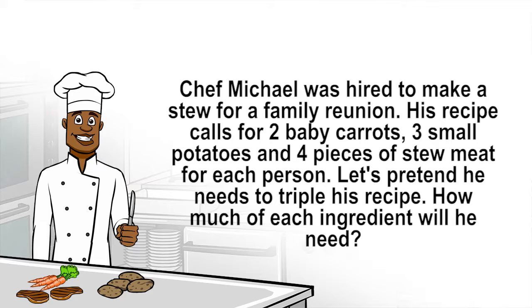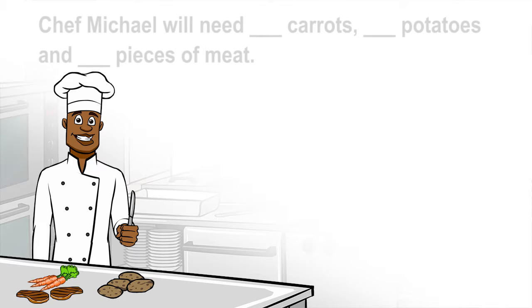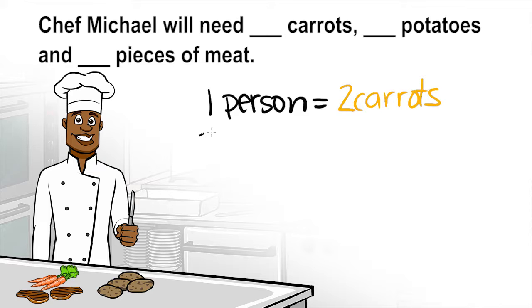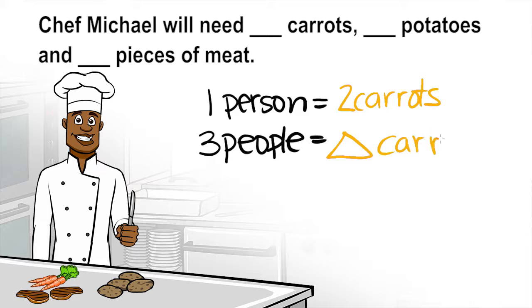I know that tripling his recipe means he needs 3 times the recipe. We need to figure out how many carrots, potatoes, and pieces of stew meat he will need. In this problem, we learned that for 1 person, Chef Michael needs 2 carrots. For 3 people, we need to figure out how many carrots he needs. Or, the total amount of carrots needed is the unknown and what I need to figure out.